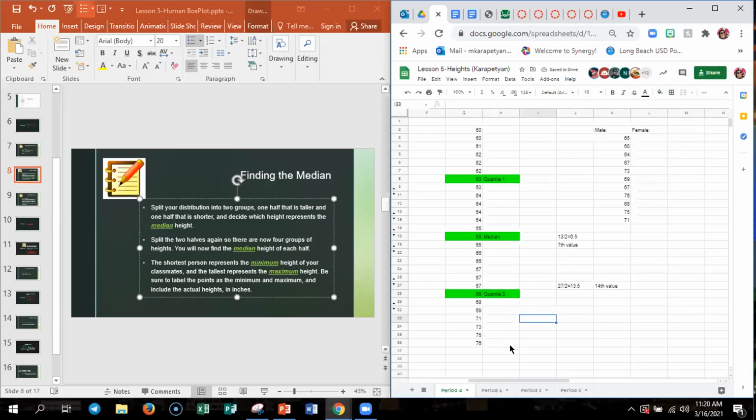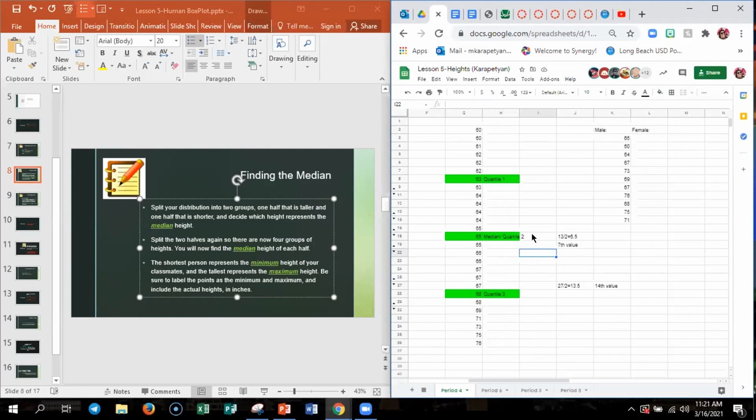Can anyone guess where quartile 2 is? Where's my quartile 2? Yes. My median is also my quartile 2. It's just another name for it. My median is also my quartile 2.